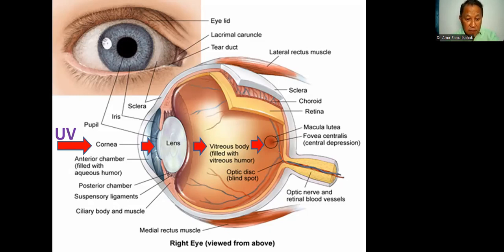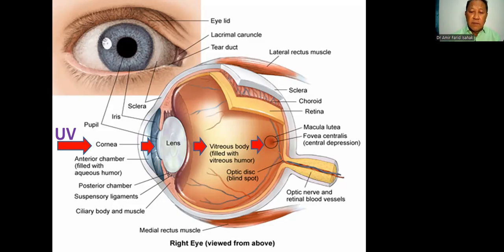So it hits the cornea, and then it hits the lens, and then passes into the cavity of the eye, but it's not empty. It's filled with a fluid called the vitreous humor. Whereas the anterior chamber in front of the eyes is filled with the aqueous humor. Aqueous humor means it's not as thick as the vitreous humor inside.